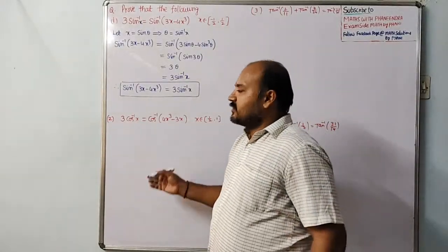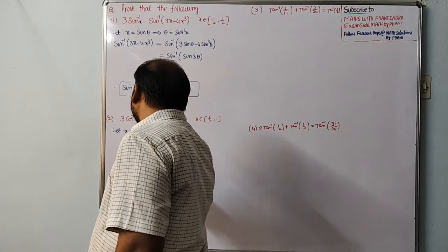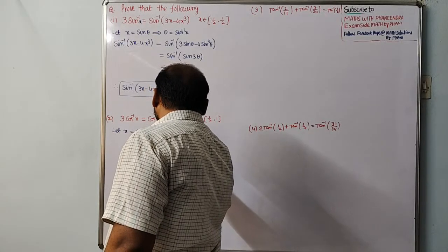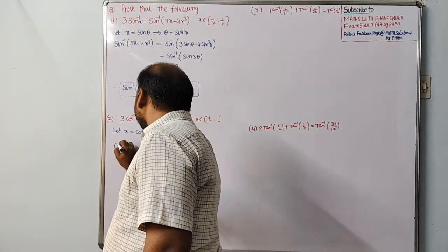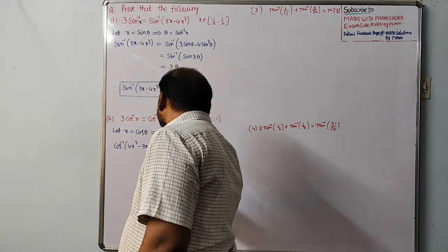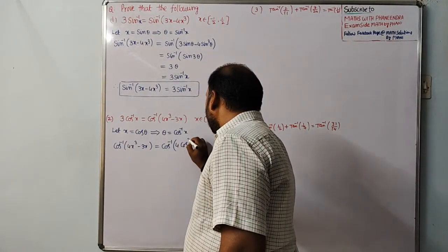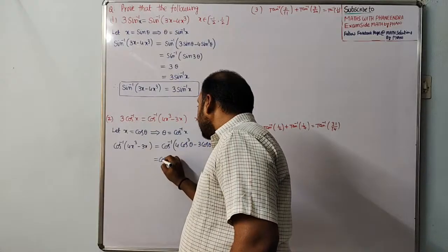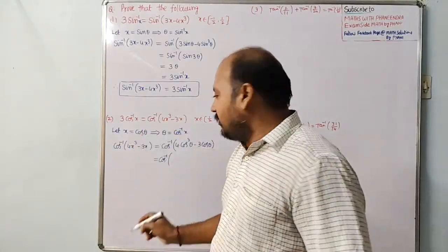Next, come to the same question but in terms of cos. Let us consider x equal to cos theta. That implies theta equals cos inverse x. Now consider cos inverse of 4x cube minus 3x, which is equal to cos inverse of 4 cos cube theta minus 3 cos theta, which is the formula for cos 3 theta.